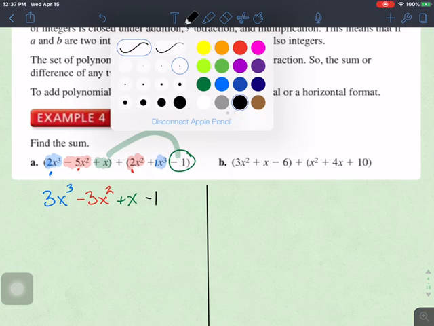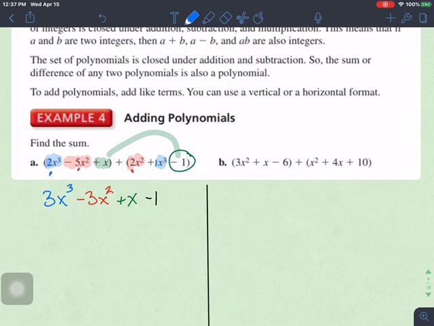We'll do the same over here. And again, it looks like my highest degree is the second power. So we're going to add 3x squared to this x squared. And because it's addition, we can just add them, like so. So that should be 4x squared.